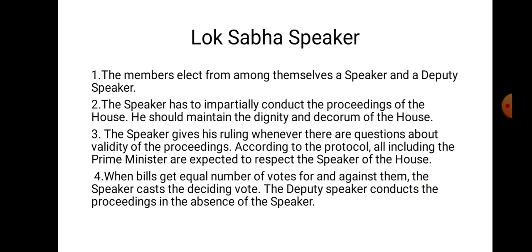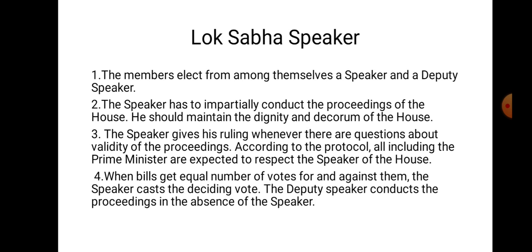Though the Prime Minister is considered the real hero of the government, the one who actually enjoys the power, the entire Lok Sabha is presided over by the Speaker. Now let us see how a Speaker is elected. The members elect from among themselves a Speaker and a Deputy Speaker. The Speaker has to impartially conduct all the proceedings of the House. He should maintain the dignity and decorum of the House. It is the responsibility of the Speaker to see that dignity and decorum are maintained.